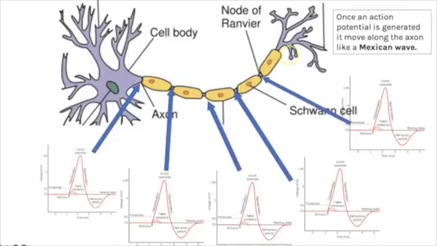If it was unmyelinated, then same idea, but it has to happen at every single position on the axon because you wouldn't have the myelin sheaths, so that would mean it would take longer for all of those action potentials to finally reach the end.